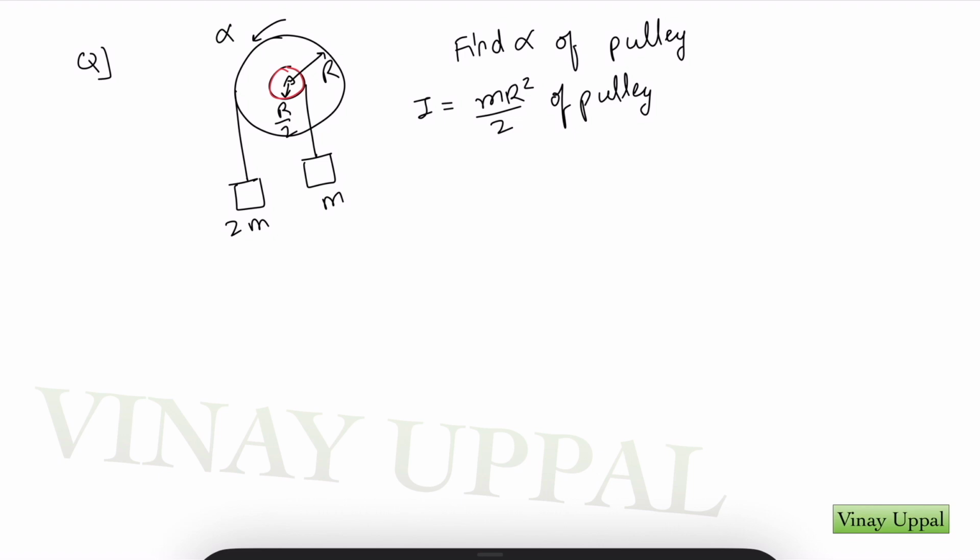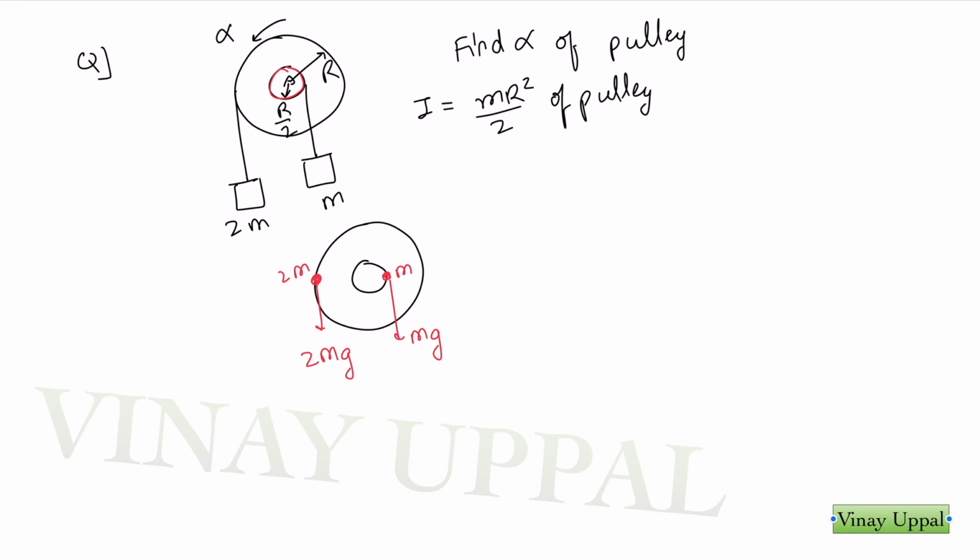Okay, so hope you've given it a try. So let me show how we can solve this question using the short method. So what I'm going to do is I'm going to once again stick the two blocks onto the edge of the pulley. So I'll have a 2m here and an m here, and the forces will be 2mg and mg. And now I can write my torque equation.